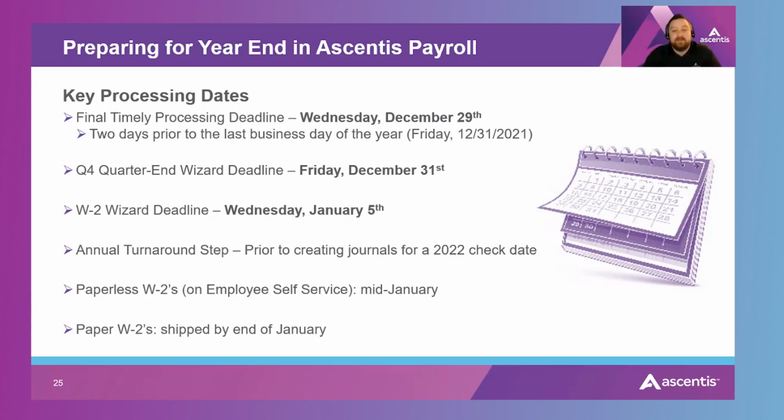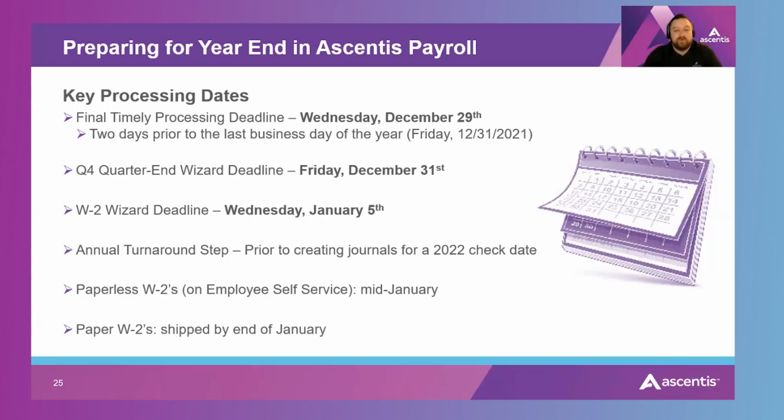We will now dive into the payroll section of our presentation. When we think of year-end in payroll, we think of quarterlies, W-2s. Let's start by discussing a few key dates around when to process such items. The final timely processing deadline will be Wednesday, December 29th, 2 business days prior to the last business day of the year, Friday, December 31st. This includes any regular payrolls, bonus runs, or adjustments to ensure they're posted with the check date of December 31st.